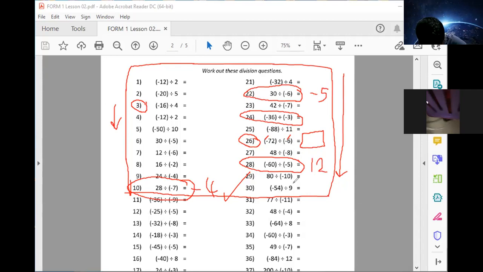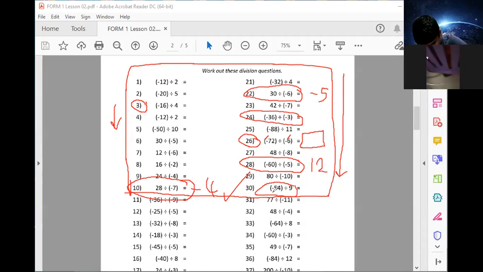How about Fahim, number 30? Okay, see that noted. Fahim, number 30, Fahim. Fahim, are you there? Yes, teacher. Yes, yes. What's the answer for number 30? -54 divided by 9. Yes, right. -6. Okay, Krish.